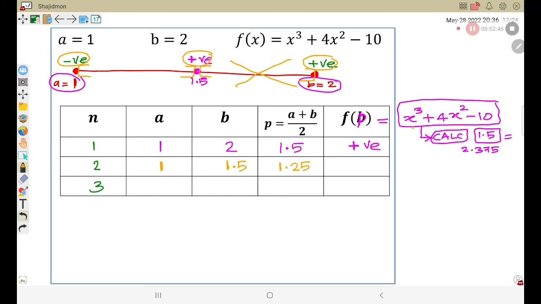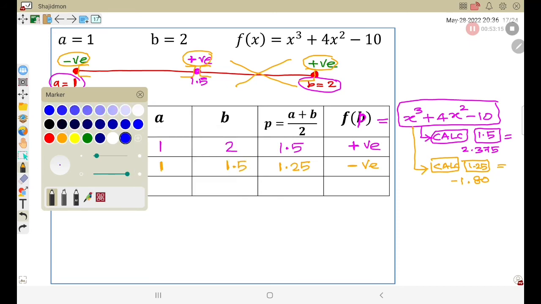Now apply this 1.25 in the calculator. Press the calc button, enter 1.25, and press equal to. You will get a negative number, minus 1.80 with 3-digit rounding, since 796 rounds to 80. So we can put a negative sign here.